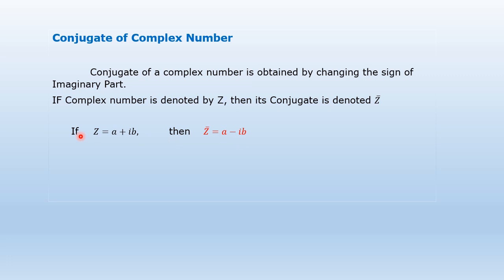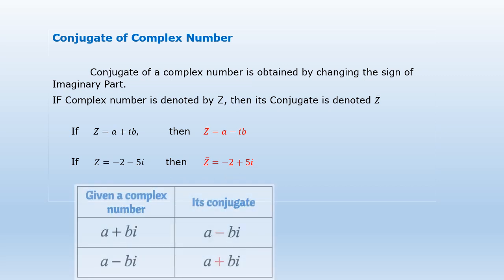Suppose we have z is equal to a plus ib, then its conjugate z bar is equal to a minus ib. We have only changed the sign of this imaginary part. This plus is changed into minus. If we have z is equal to -2 minus 5i, then its conjugate would be z bar is equal to -2 plus 5i. Again, only the sign of this imaginary part is changed. This minus is changed into plus.